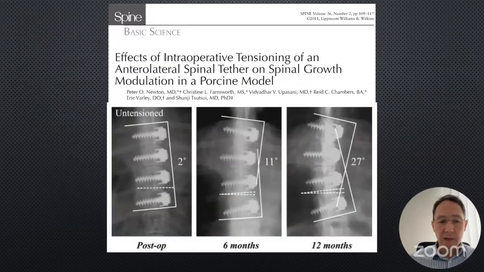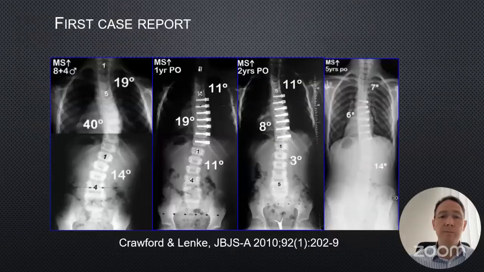And it's nothing new. It has been well investigated by basic research studies. Here's one animal study from Peter Newton that shows tether is effective. And then there was a case report, which is actually quite long ago, 15 years ago, and it presented 5-year outcome for a patient who had vertebral body tethering.